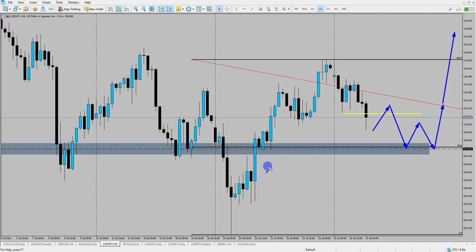I want to see price potentially pull back down into this 109.80. If I can then look for some reversal patterns on this 4-hour time frame, I'll look for the trend to reverse, look for some potential long opportunities after that.